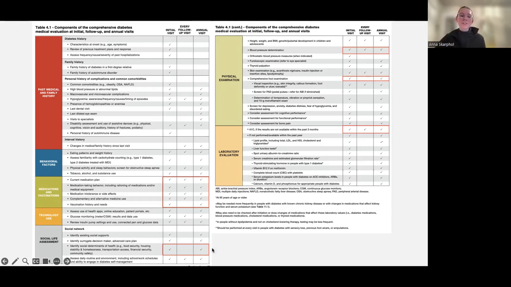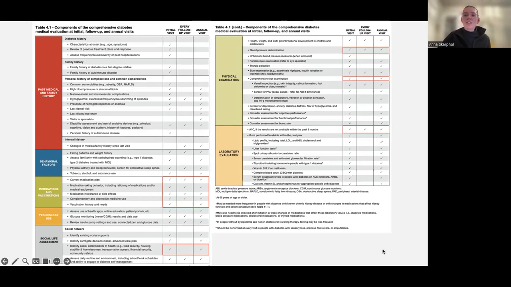Under social life assessment, I highlighted here these social determinants of health. Those are best if assessed when a patient is initially diagnosed and then also assessed at every follow-up visit. And so that's something that pharmacy can definitely play a role in. Some other things here, blood pressures are really important for these patients, as well as foot exams. We learn how to do those in pharmacy school. And so they're definitely something that's part of the coordination of care that we can be involved with.